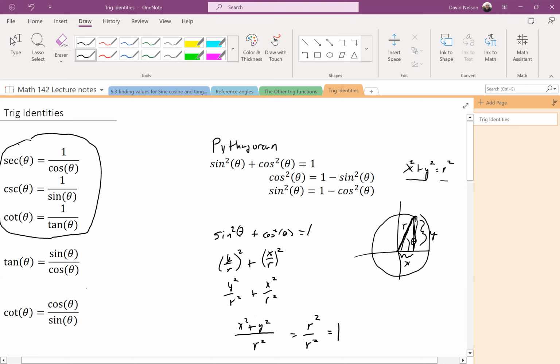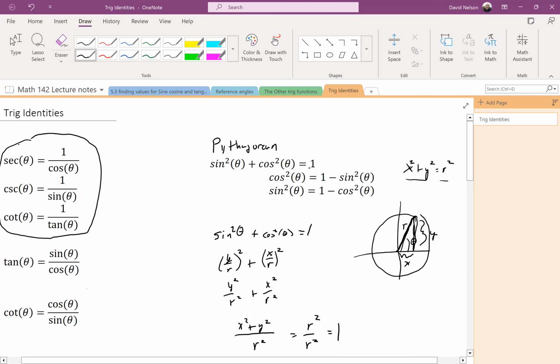So we know that sine squared theta, the sine of theta, the whole quantity squared, plus the cosine of theta squared, same angle in both of those, if you add them together, you get 1. And then there's a couple of variations of that.